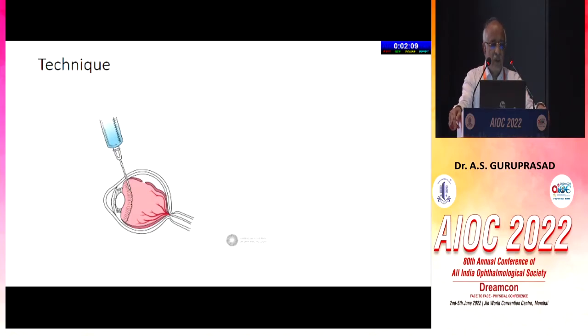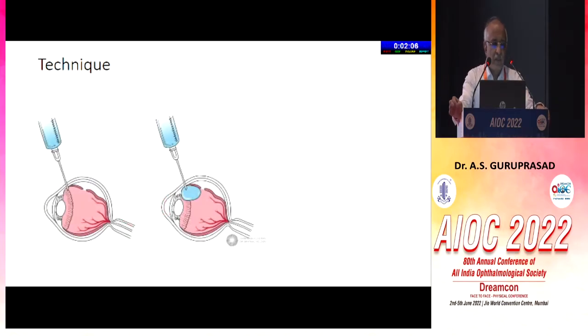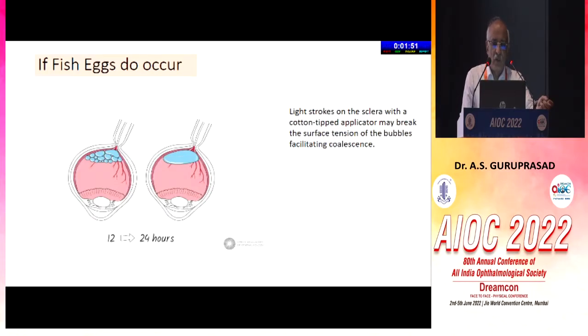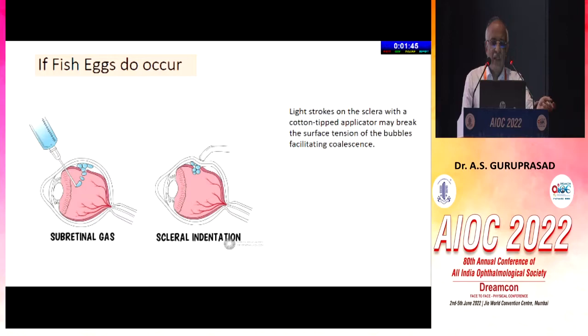The needle is withdrawn so that only the tip is inside. This is easier said than done, and the gas is injected; the small gas bubble is injected first. So if fish eggs do occur, then light strokes on the sclera with a cotton-tipped applicator may be done to break the surface tension of the bubbles, facilitating the coalescence of the fish eggs.